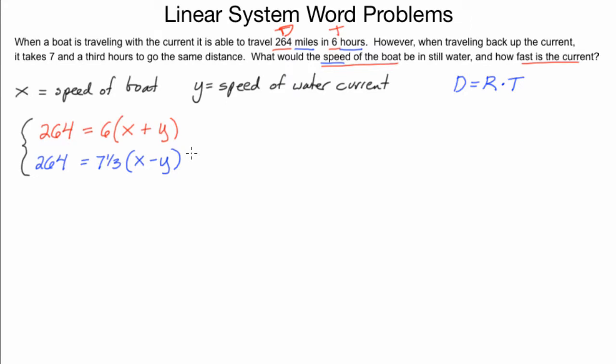All right, let's solve this thing out here now. Let's go ahead and distribute. I want to see what these equations look like a little bit differently, and then we'll decide which method might be better. So I'm going to distribute the 6. So I get 264 equals 6x plus 6y. And then I'm going to distribute the 7 1/3. So there I got 264 equals 7 1/3 x minus 7 1/3 y.